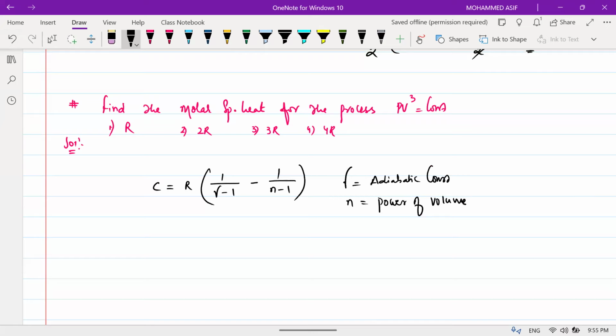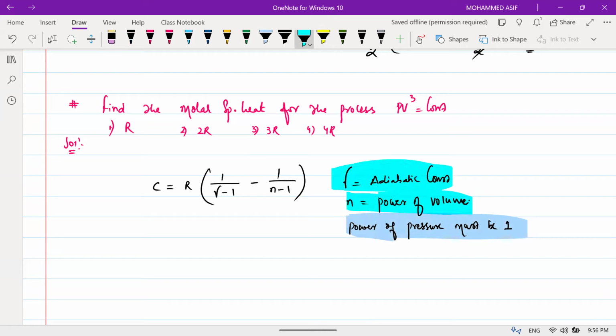Power of volume. And power of pressure must be कितना रहना चाहिए, 1 होना भाई कभी भी इसके अंदर. Make sure of that one. Power of pressure must be 1. ये रूल है बेसिकली. ठीक है. Power of the pressure must be equal to 1. N is your power of volume and gamma is your constant. तो formula क्या है? C is equals to your R divided by gamma minus 1, minus 1 by N minus 1.